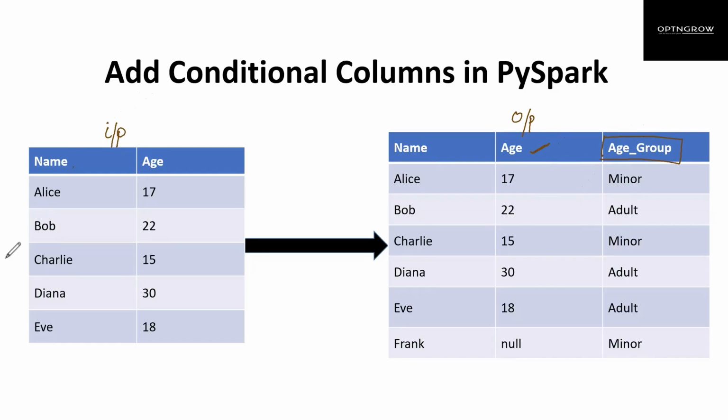What I mean to say is that if age is greater than or equal to 18, then the age group column will have adult as a value. And if age is less than 18, then we are going to have minor in the age group column. Now this is a conditional column. Why? Because as per the different ages, we are deriving the values of the age group column. So let's see how we can achieve it with the help of PySpark code.